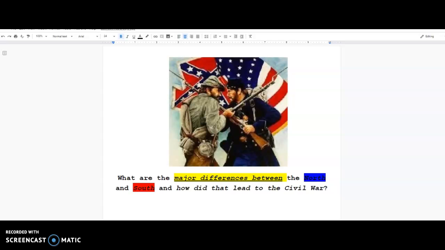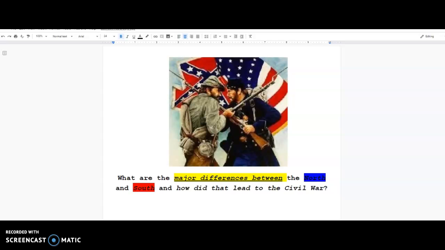So let's open up our unit with our inquiry question. As you guys know, every unit has an essential question that we are searching to gain answers and knowledge from. So the inquiry essential question that you have for ELA and history is the following. What are the major differences between the North and the South, and how did that lead to the Civil War?